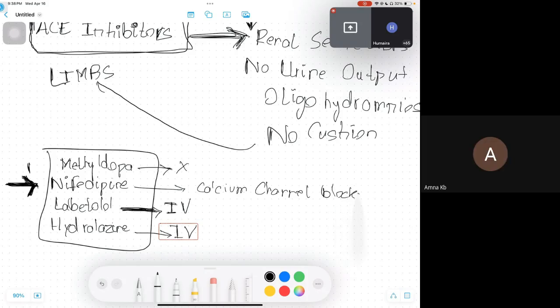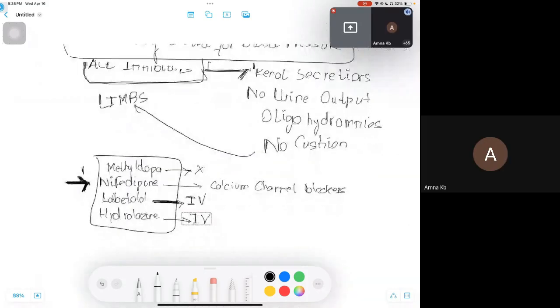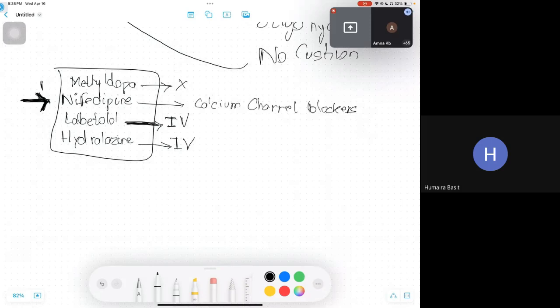Sir, mostly they give hydralazine, right? Yes. Remember, let me tell you another important thing. It depends on the situation. If there is a hypertensive emergency, which means severe preeclampsia, and the patient is in the hospital, then we have to give an IV form of hydralazine or labetalol.